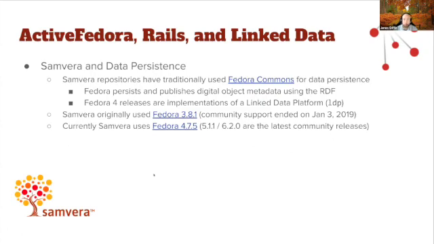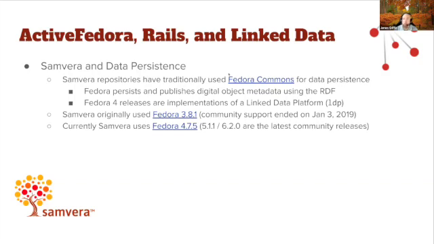So from the standpoint of how this is relevant to Samvera, essentially there's always been a traditional approach to use a project known as Fedora Commons for data persistence within Samvera repository architectures. So essentially, Fedora persists and publishes digital object metadata using this RDF standard, this Resource Description Framework. And from Fedora 4 onwards, which I believe dates to 2018, the Fedora 4 releases implement a standard called a linked data platform, which basically just further couples the usage of linked data and this Fedora Commons repository project.